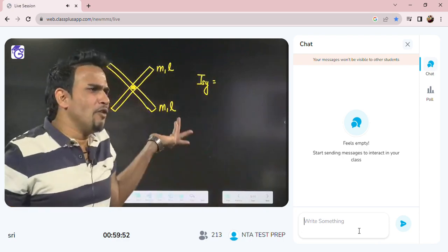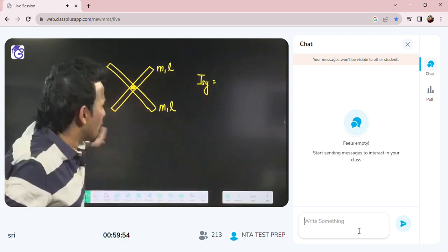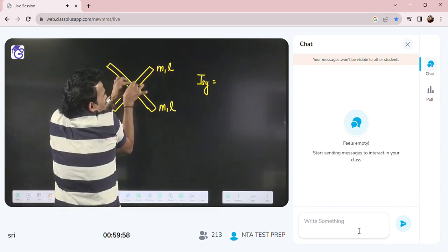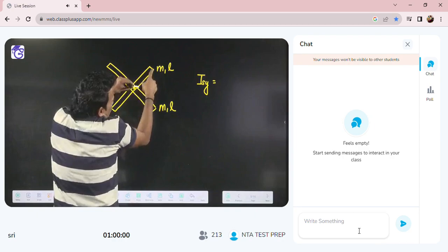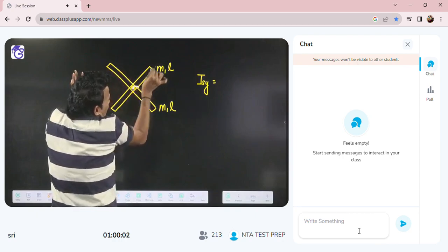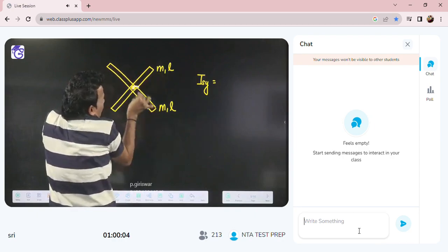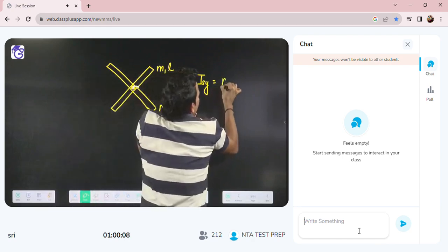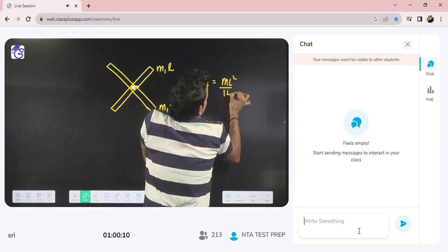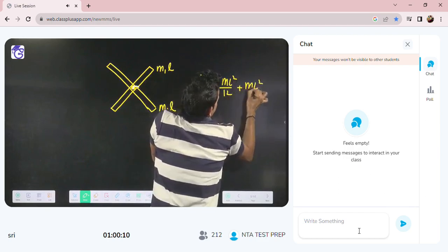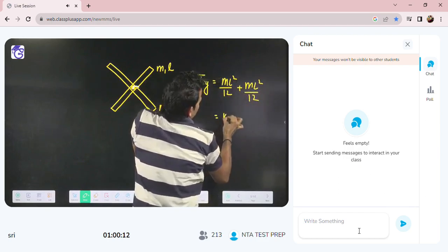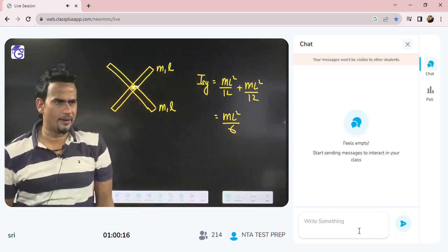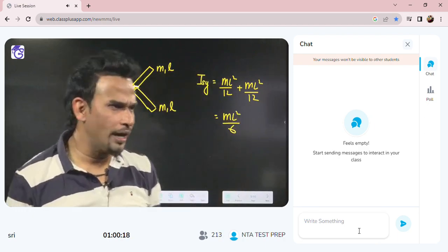ml square by 12 plus ml square by 12. For both rods the axis is perpendicular, passing through the center. So each rod will have ml square by 12, plus ml square by 12. When you solve this it will give you ml square by 6. So actually it is very easy. Is it okay?